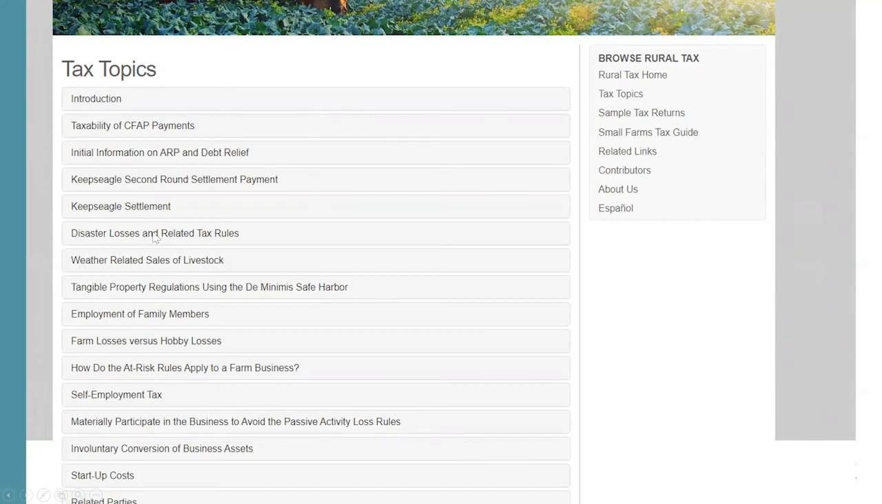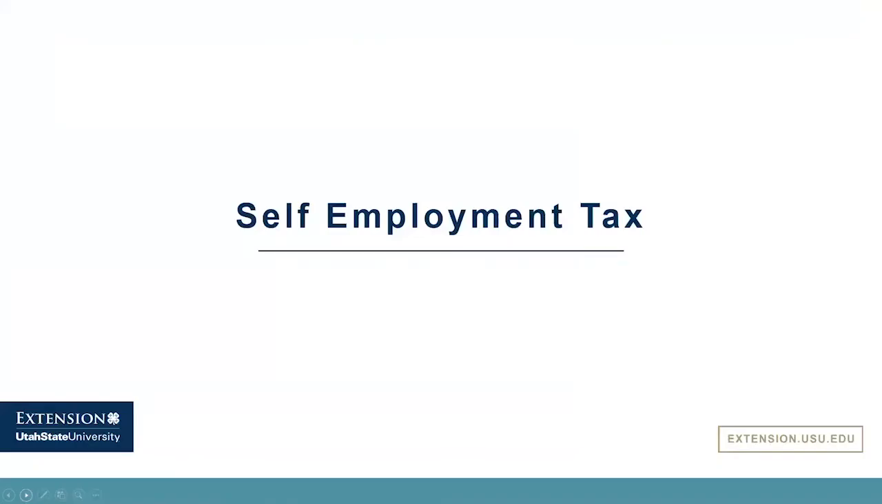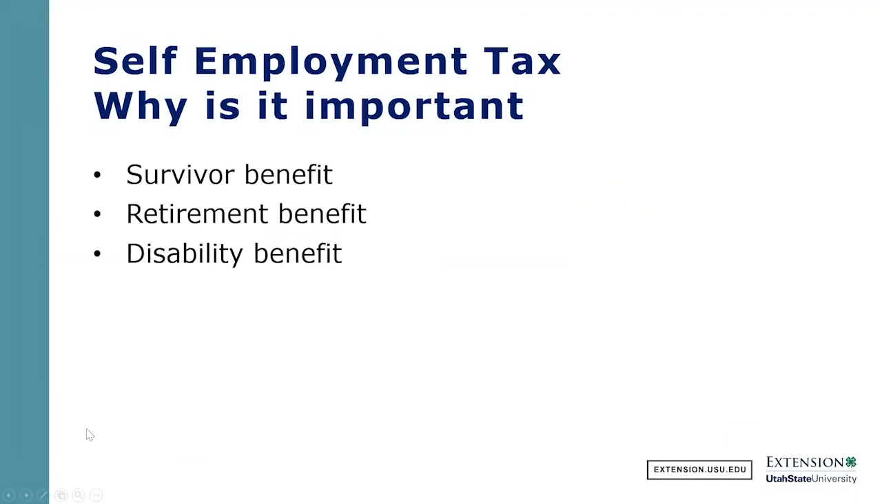Weather-related sales of livestock is what JC's going to go over. That's going to be here. Self-employment tax I'm going to go over. And then it goes down beyond what this page is. That's where you can go for more information. And so I'm going to go over self-employment tax.